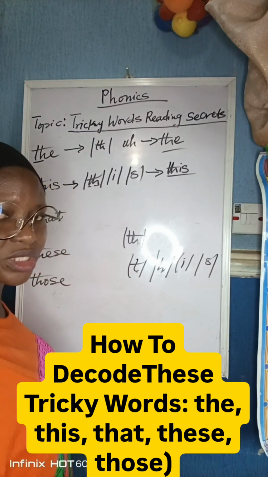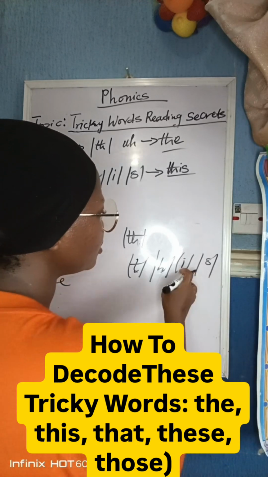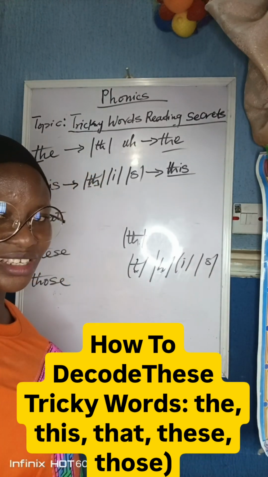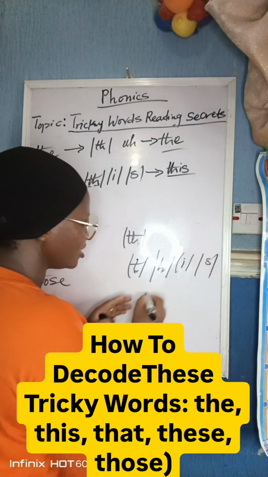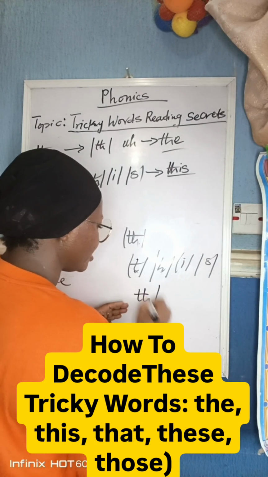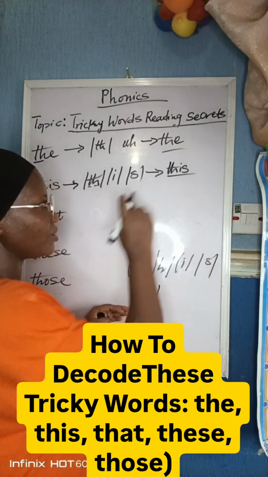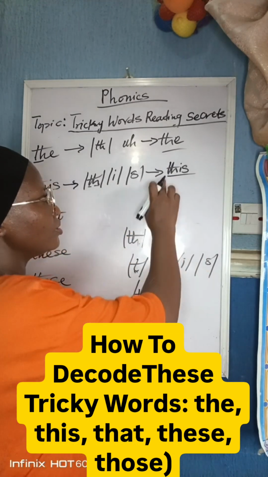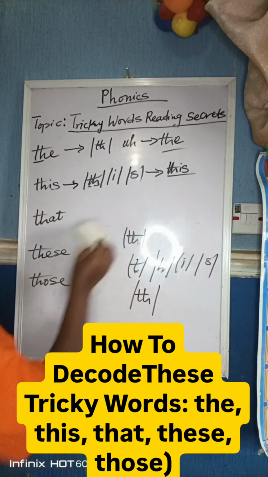The letter H makes the sound /h/. That's not right. So when TH come together in a word, we read them as one sound. They are making just one sound here. The, this.